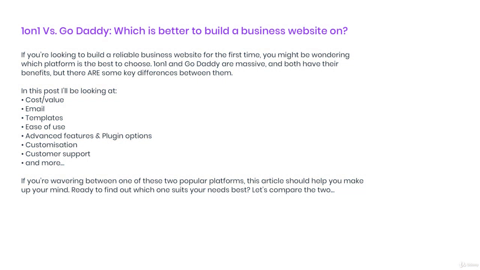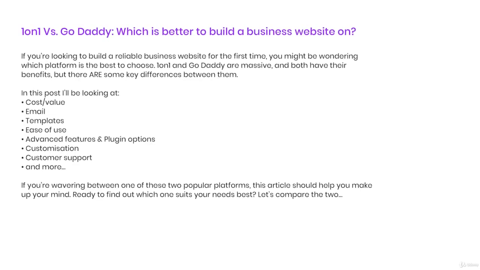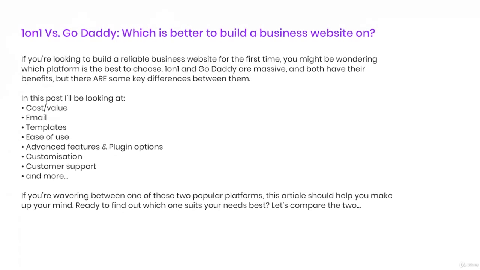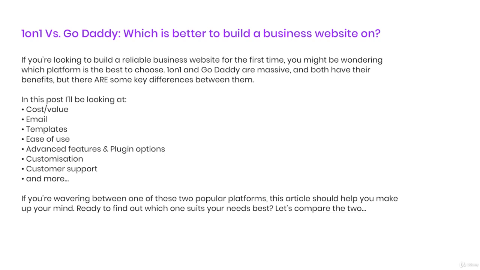Step 1. Include your title. Mention the 2 products you will be comparing and what they do. Like this. One-on-one versus GoDaddy. Which is better to build a business website on? Step 2. Include intro. A brief overview that mentions the main features you'll be comparing and why people should stay and read to the end.